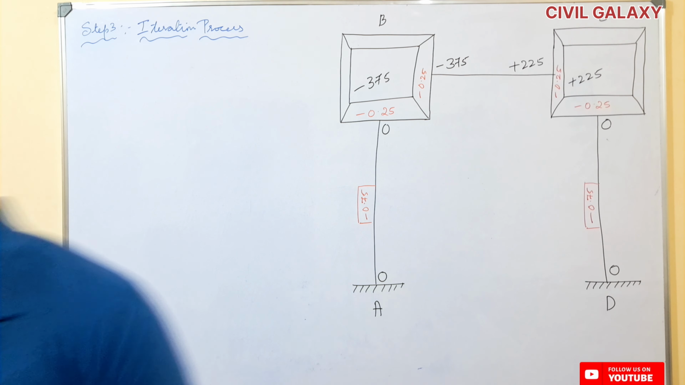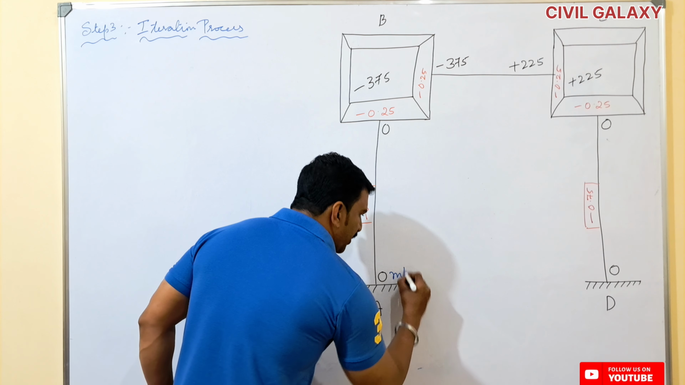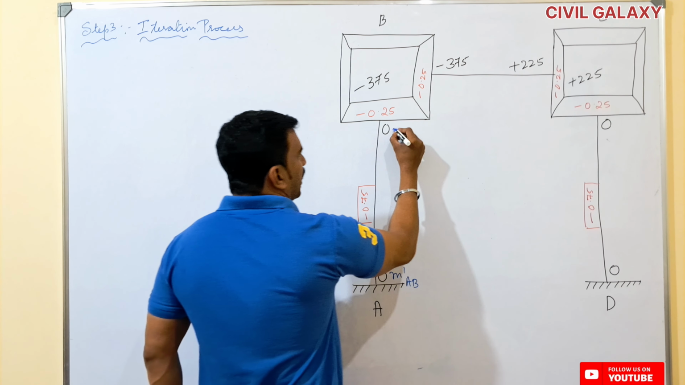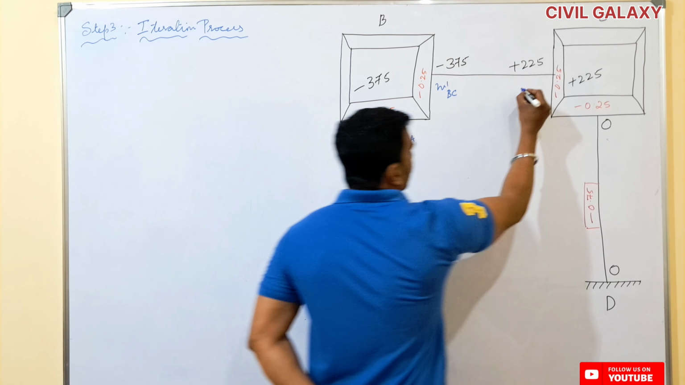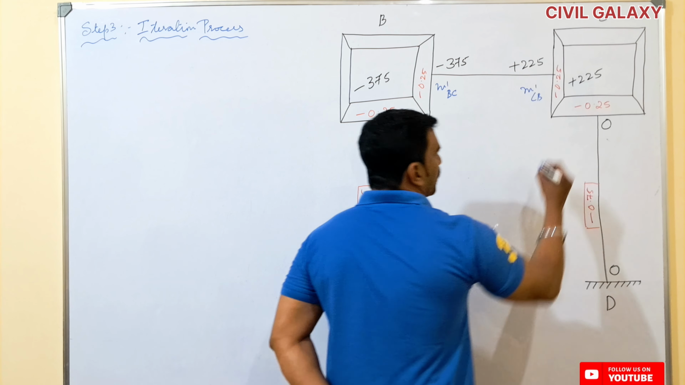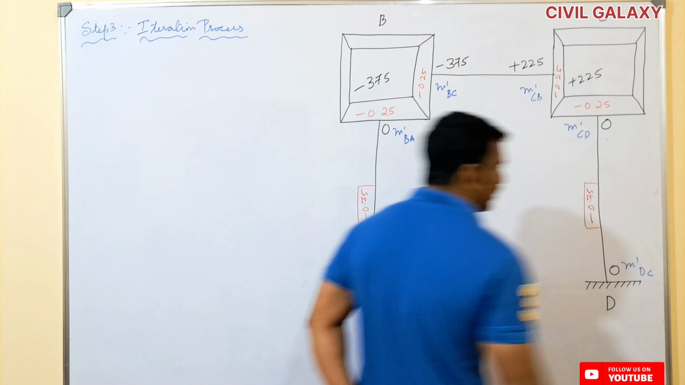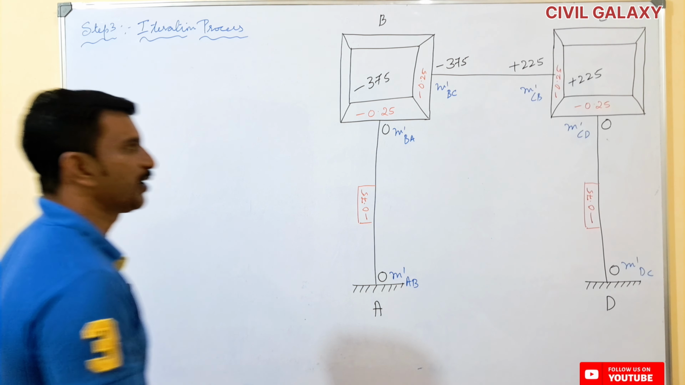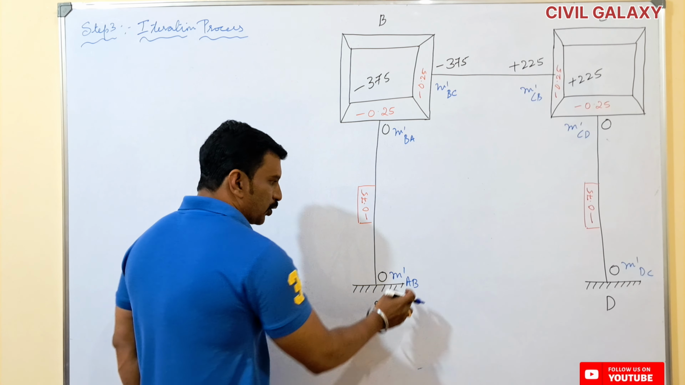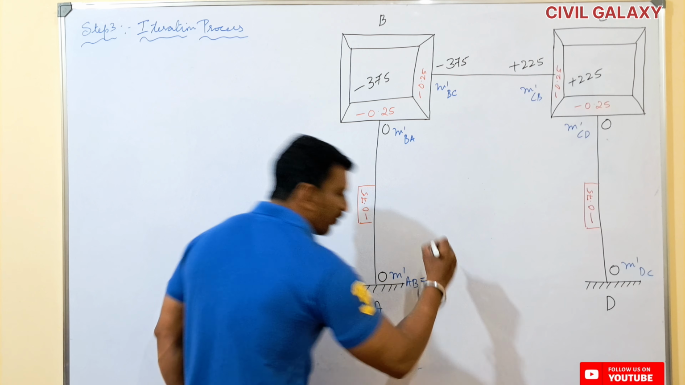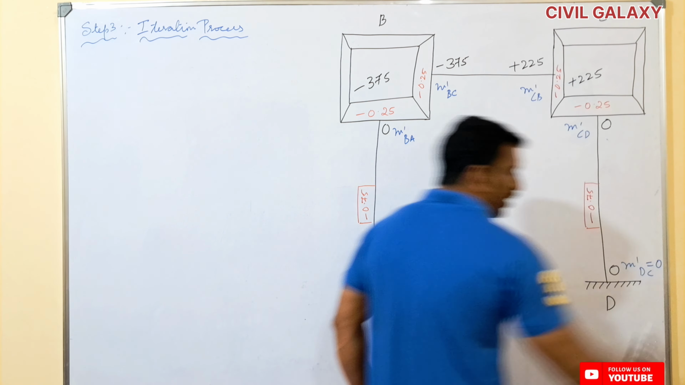Now we need to calculate the rotation contributions, which is represented by M dash AB. Here M dash BA, this will be M dash BC, M dash CB, here M dash CD, and here it is M dash DC. We know that the rotation contributions are only calculated for the intermediate supports and not for the end supports. So automatically the value of M dash AB and M dash DC, for the end supports, will be equal to 0.